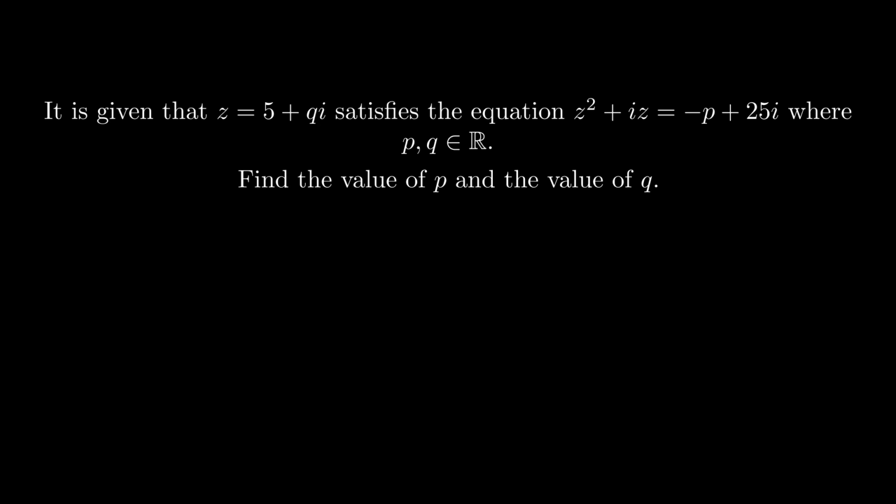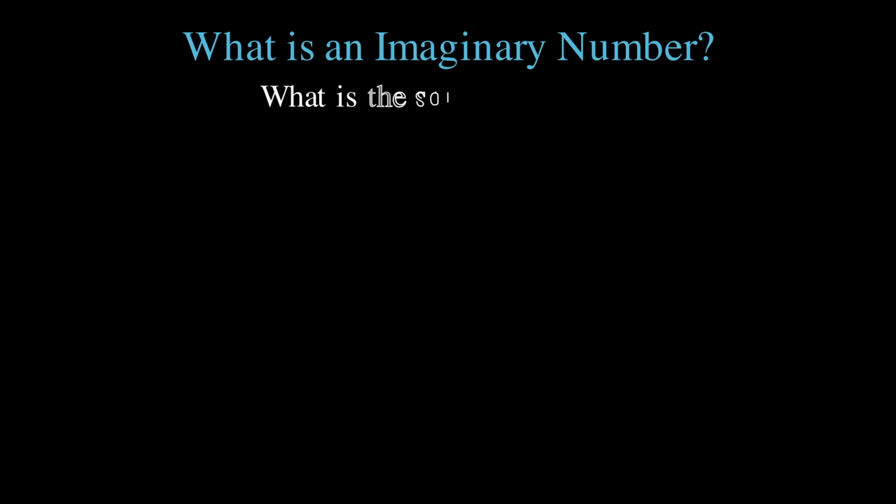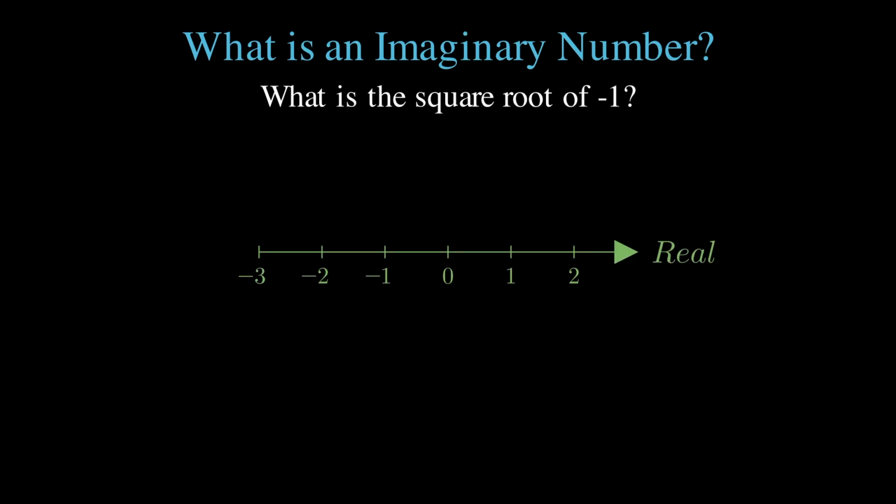So first of all, what is an imaginary number? Well, imaginary numbers all came about when the question was asked, what is the square root of minus 1? Clearly the answer wasn't minus 1 because minus 1 squared was 1. The answer wasn't 1 because 1 squared is 1. Also, the answer wasn't 0 because 0 squared is 0. So clearly it does have an answer, but that answer is not on the real number line.